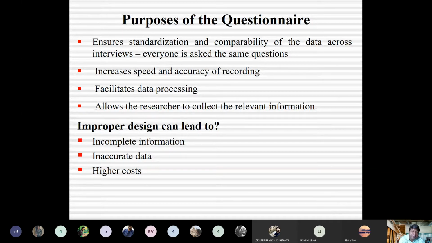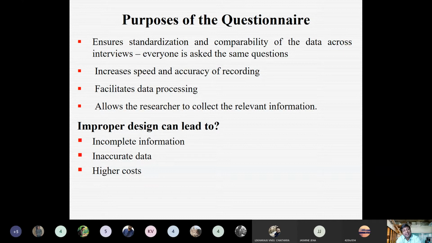Then if my questionnaire is having a certain kind of problem, what will happen? It will bring incomplete information. It will give me inaccurate data, and it will lead to a higher cost for me. Because if I prepare an improper design of my questionnaire, then obviously I will not be able to collect the proper information, and obviously my data will not be correct. There will be no compatibility.